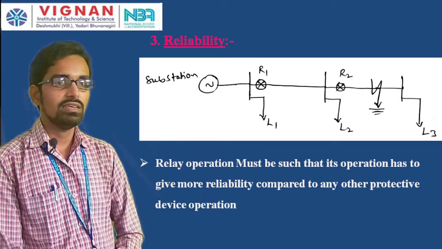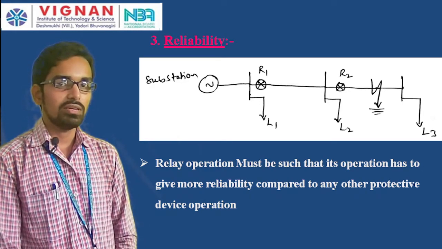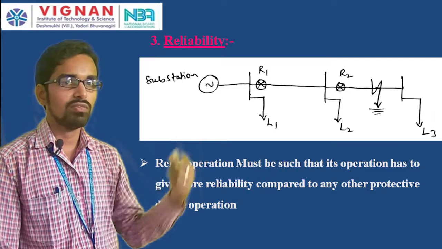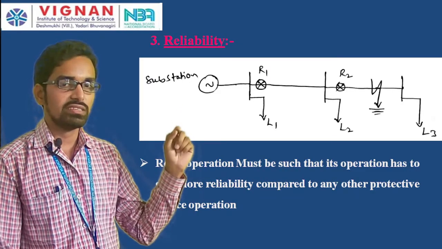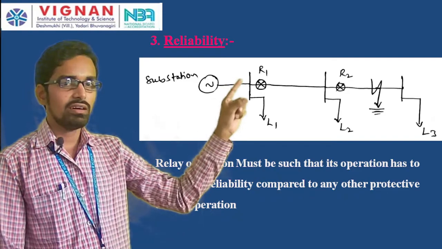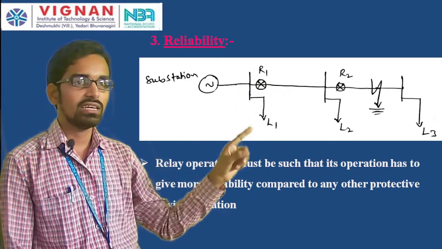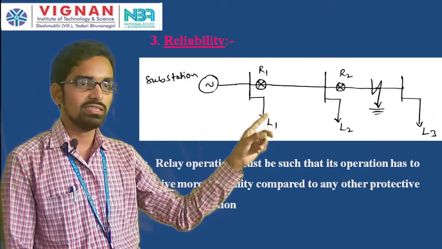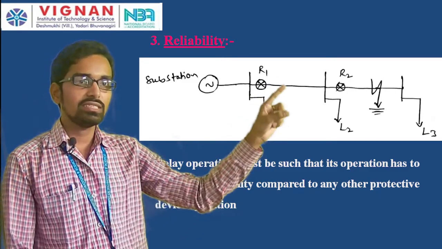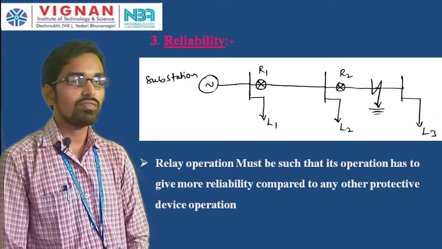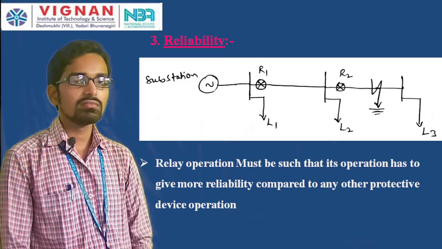Next, what is reliability? Let us explain with the help of this diagram. There is a substation, or a source, whatever it may be. Here there are relay 1 and relay 2, and there are 3 loads here. There is a fault that has taken place after relay 2.